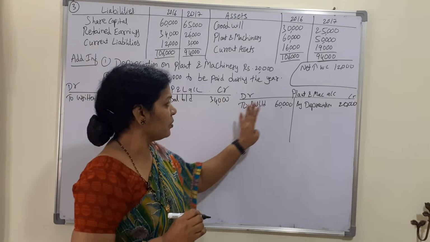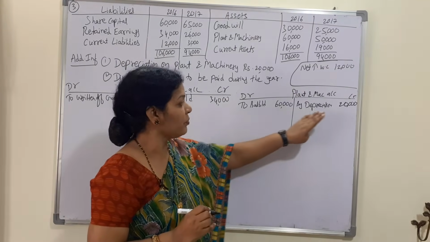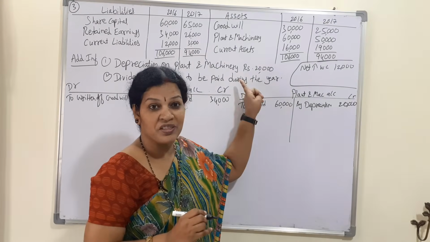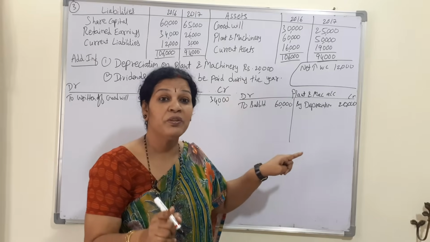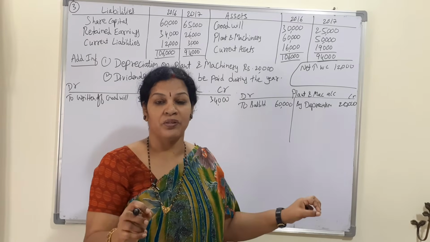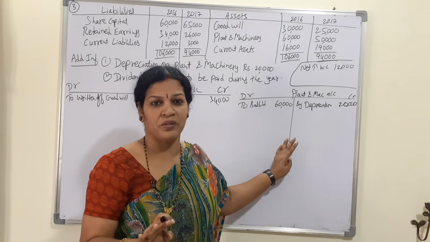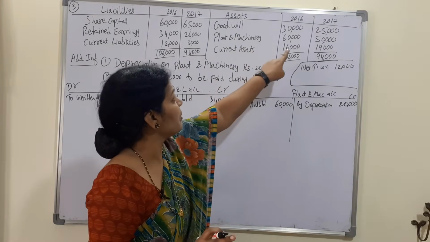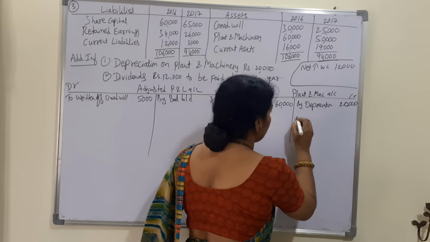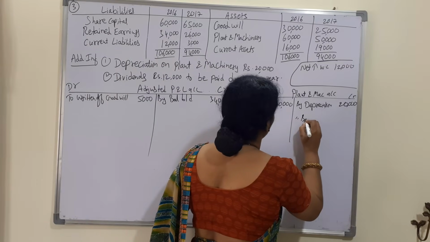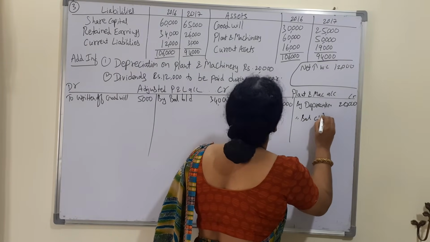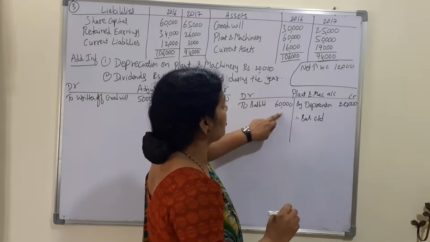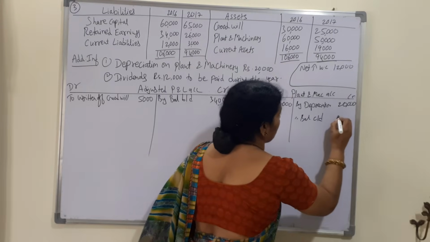20,000. So opening balance is 60,000. Depreciation is 20,000 because it's given in the adjustments. Whenever depreciation is given, we'll open the account. Otherwise, not required to open the account, right? So depreciation amount is written. Now closing balance of plant and machinery is 50,000. Closing balance here we'll write. By balance carried on. Opening balance 60,000, closing balance 50,000.